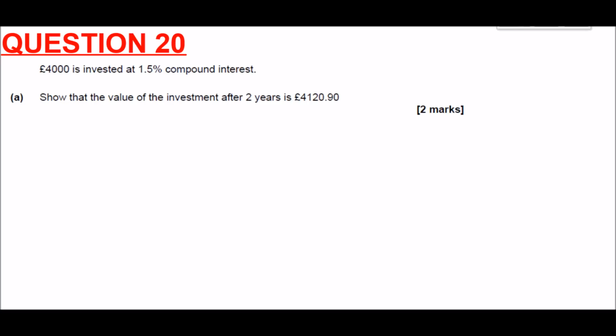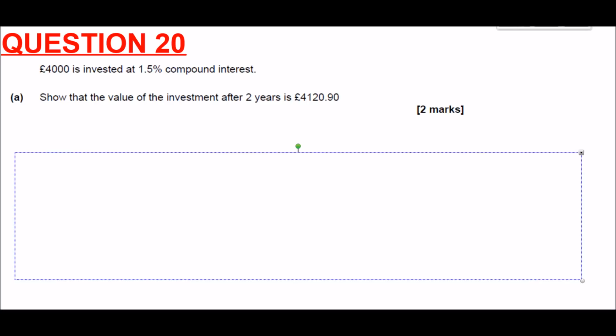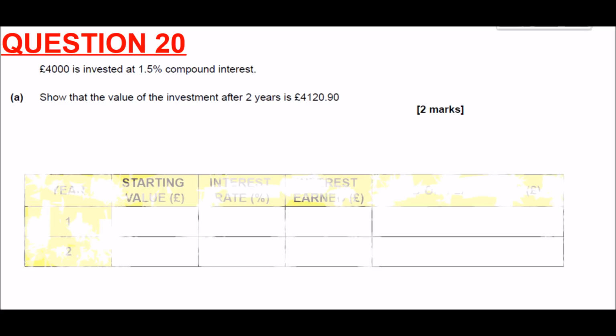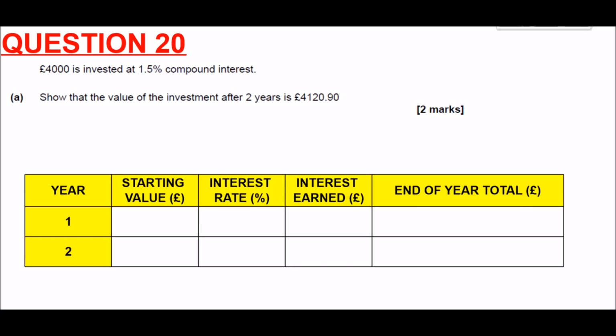So probably the simplest way of understanding that would be to do it as a table. It's not the only way, but it's the way I'm suggesting we try it here. So we can have columns for the year, the starting value, the interest rate, because in some questions it can change, the interest earned based on that rate, and then the end of year total, which is what you started with, plus the interest earned on top.